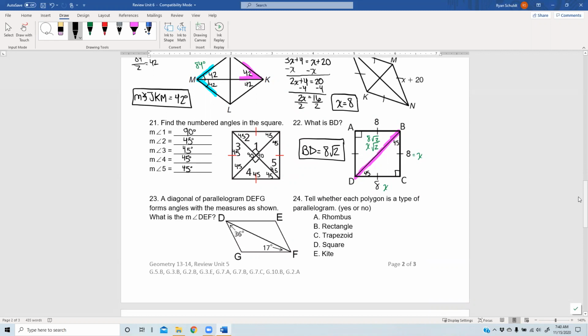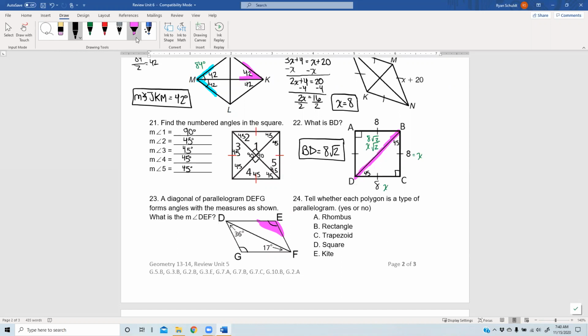Okay, 23. Says the diagonal of the parallelogram DEFG forms angles with the measures shown. What's the measure of DEF? DEF. That angle right there. What is it? Well, what's DEF have to be equal to? DGF. If I can find this angle, then I can find that angle. So let's find G, then I'll go get E.